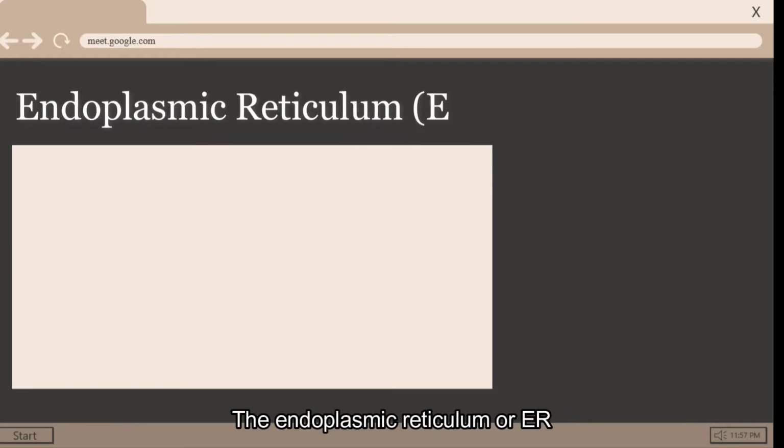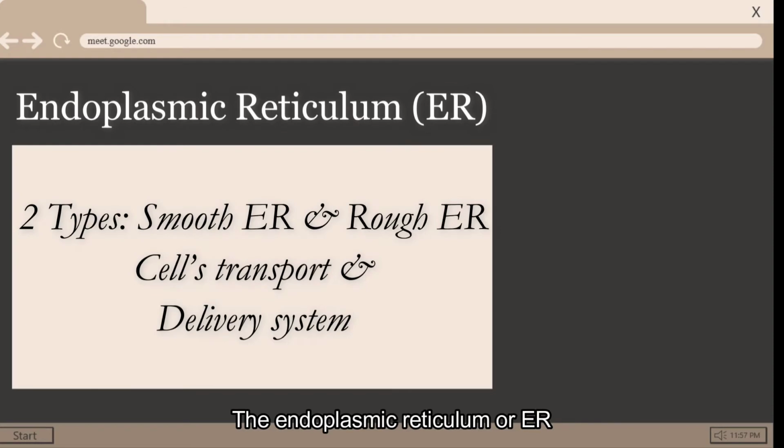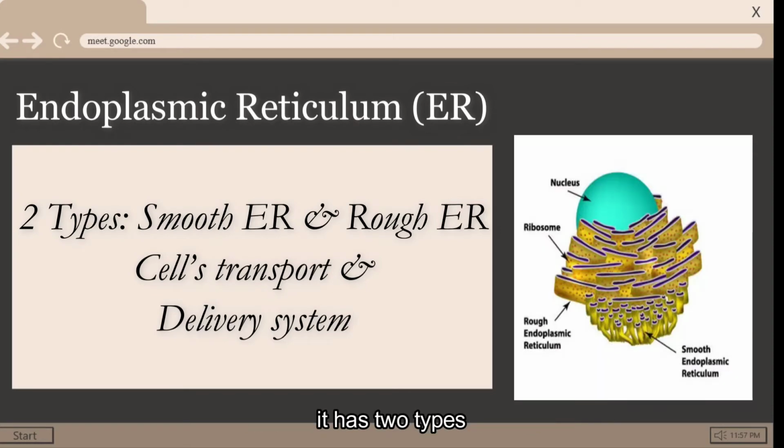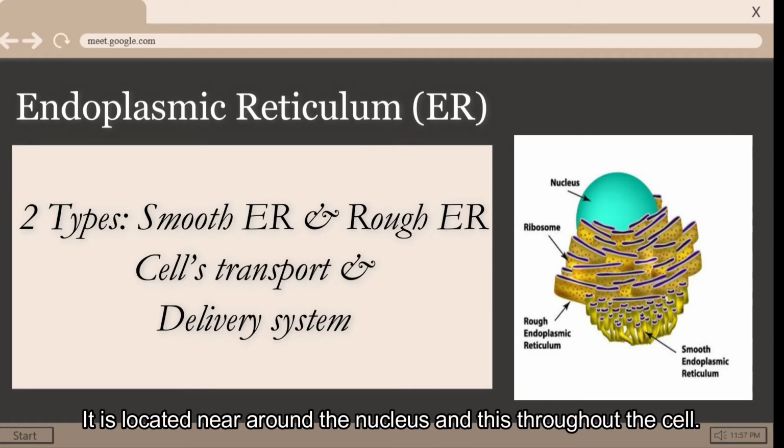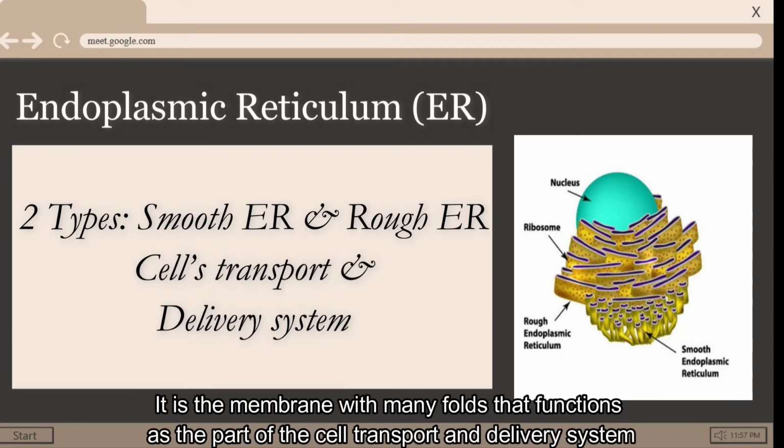The endoplasmic reticulum, or ER. It has two types, the smooth and rough ER. It is located near the nucleus and throughout the cell. It is a membrane with many folds that functions as part of the cell transport and delivery system.